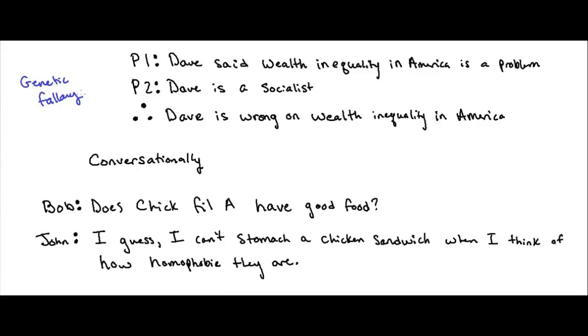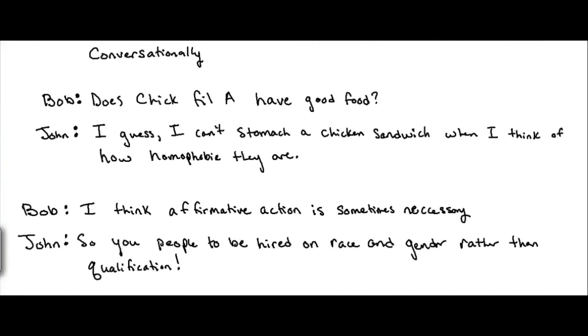So a lot of these fallacies, the informal ones in particular, are usually used conversationally. So I really wanted to look at what these look like in everyday talk. So let's look at this first one. Bob says, does Chick-fil-A have good food? And his friend John will reply, I guess I can't stomach a chicken sandwich when I think of how homophobic they are.